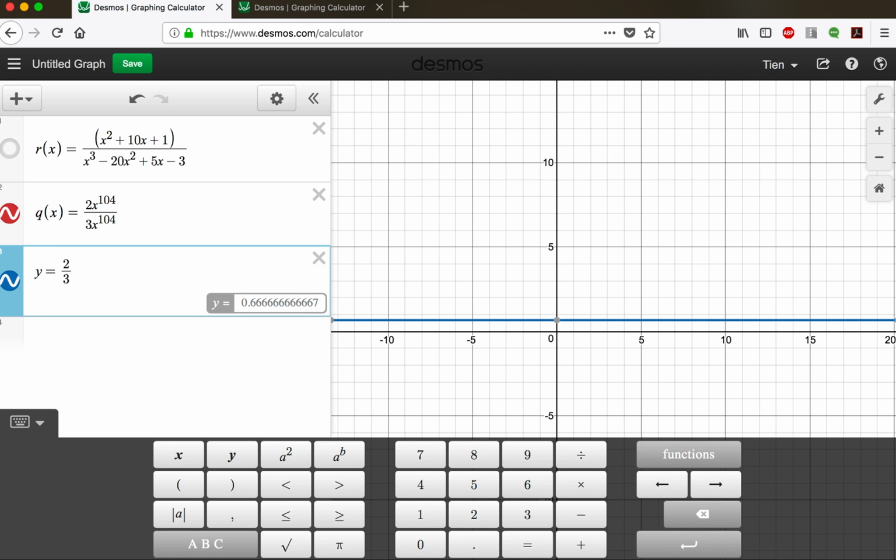So again, for the long-term behavior, we just take the leading terms and reduce that to its lowest form. If the top is bigger, then it behaves like a polynomial. If they're the same, it's some constant. If the bottom's bigger, they go to zero in both directions.